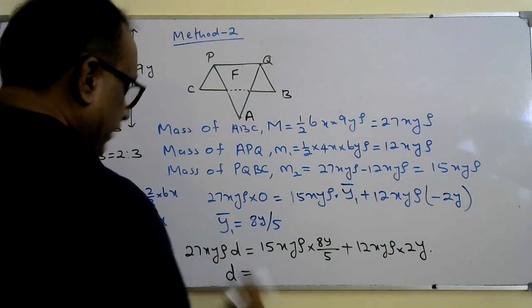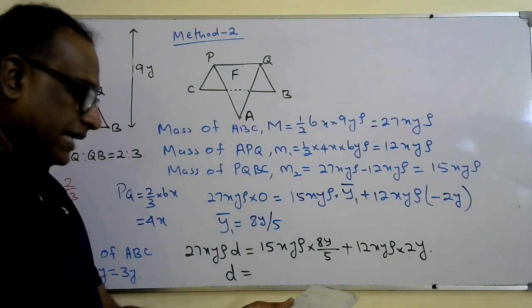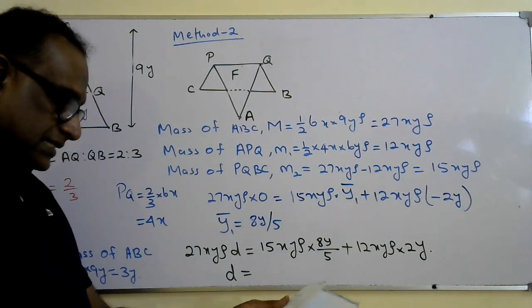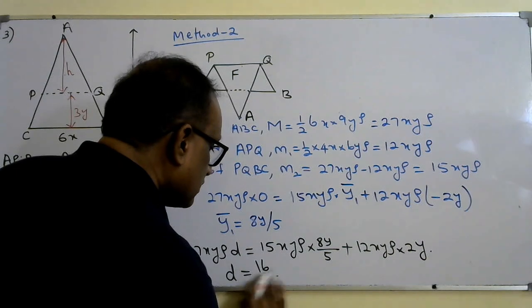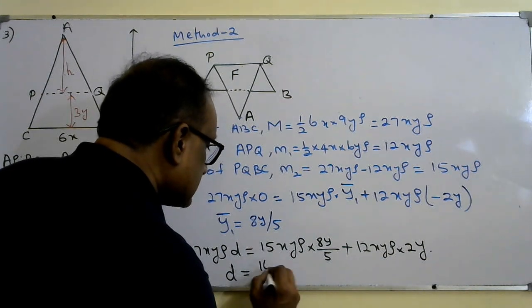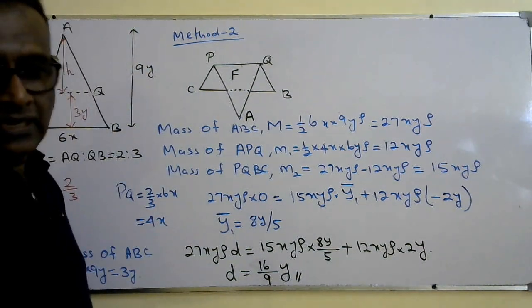Okay, now solve it and find the d in this one. Everything we know, find the d. You'll get the same answer as earlier. That will be 16 over 9 y. Same answer as earlier, you will get it. Either way you can say.